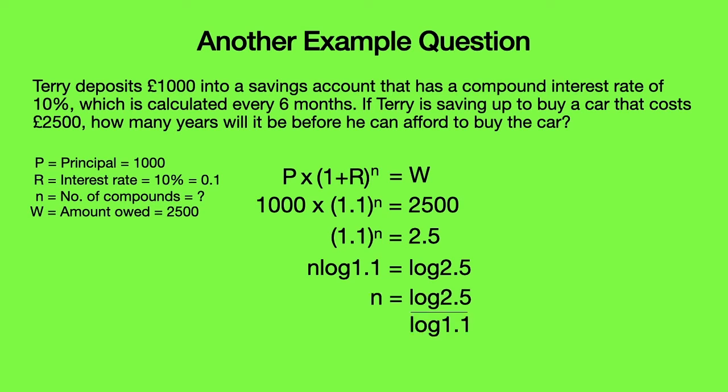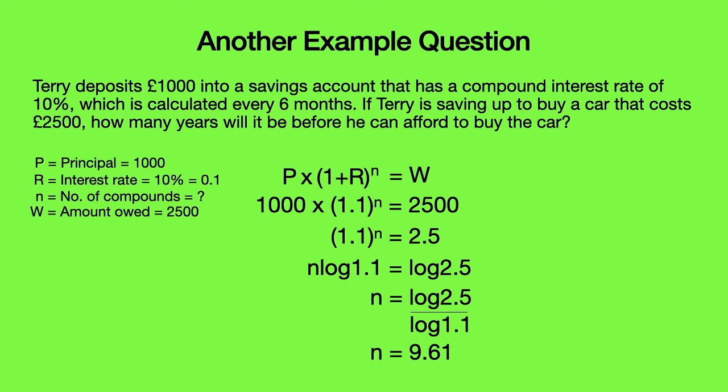I won't go into too much detail on exactly how logarithms work, but essentially you plug it in like that, and then you can just rearrange the formula like you would any other formula, divide both sides by log 1.1, and then what you'll be left with when you put that into your calculator, if you've got a scientific calculator, then you should have a log function, will be n equals 9.61.